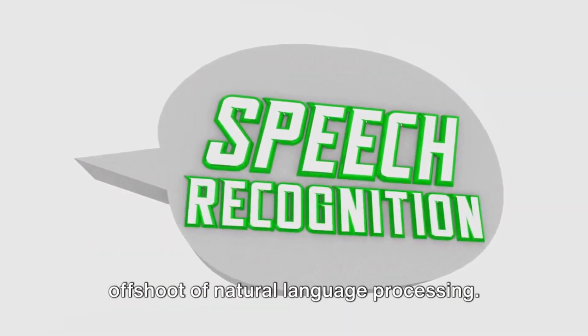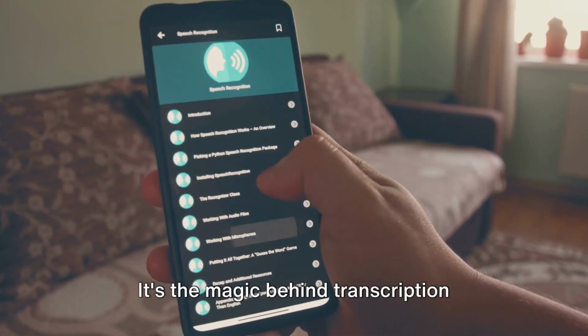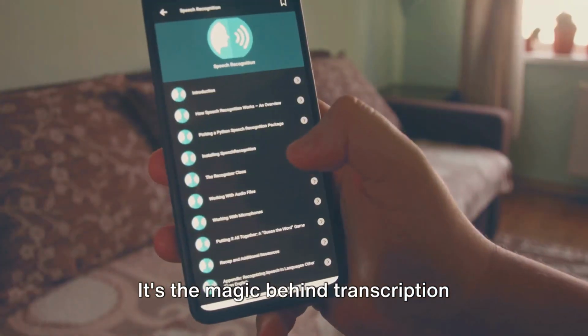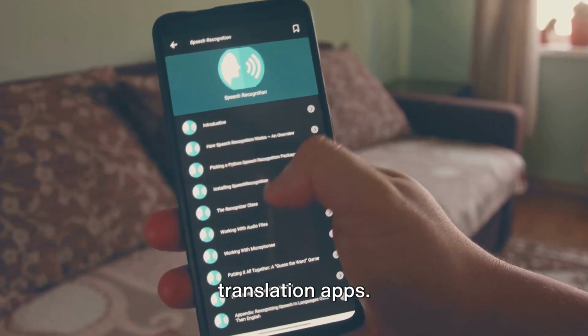Then there's speech recognition, an offshoot of natural language processing. This technology converts spoken language into written text. It's the magic behind transcription services, voice-controlled virtual assistants, and even some real-time translation apps.